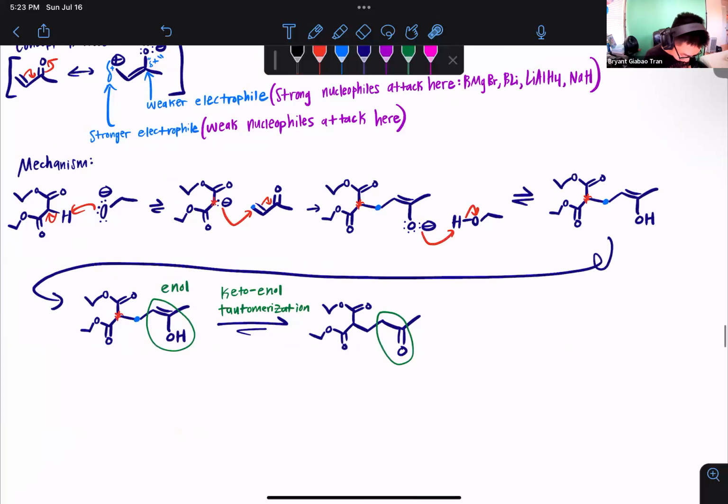So let's go over the mechanism. We have 2 esters here. This is the alpha carbon between these 2 esters. This ethoxide here is going to deprotonate that alpha hydrogen, form our enolate nucleophile here. And then we bring in our enone here.